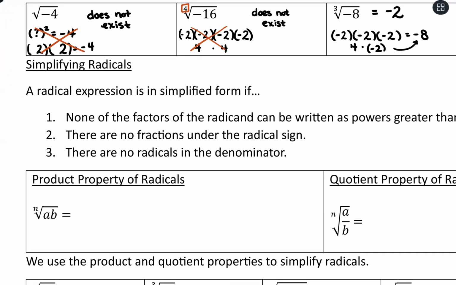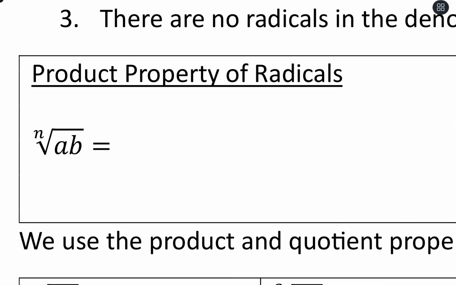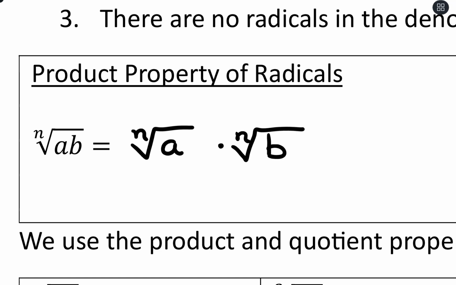Okay, so in simplifying radicals, we want to grab whatever we can out from underneath the radical. We want to simplify that radicand as much as possible and bring anything outside of the radical that we can. And in order to do that, we might need these properties. One is the product property. So if we're taking the nth root of values that are multiplying together, we can separate that as the nth root of A times the nth root of B. So what we can do is, if we have a value underneath a radical, we can separate it into its factors.